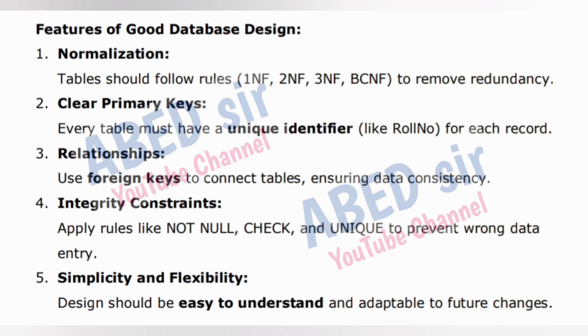2. Clear primary keys. Every table must have a unique identifier, like roll no, for each record. 3. Relationships. Use foreign keys to connect tables, ensuring data consistency. 4. Integrity constraints. Apply rules like not null, check, and unique to prevent wrong data entry. 5. Simplicity and flexibility. Design should be easy to understand and adaptable to future changes.